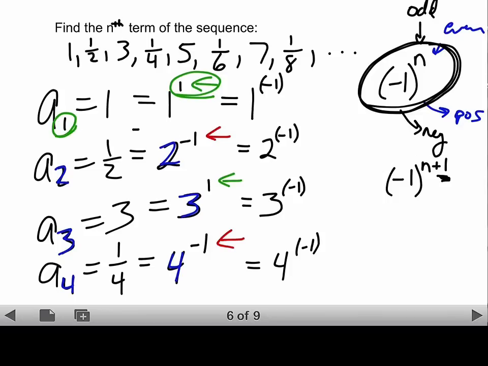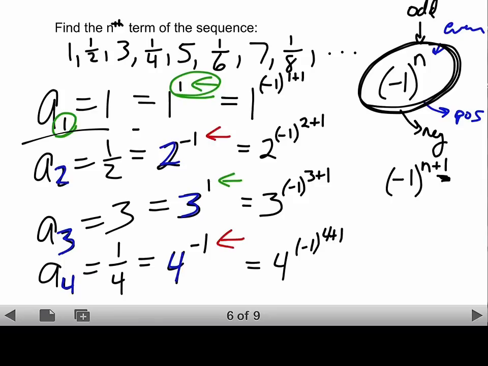In other words, I'm going to write a sub 1 is 1 as 1 to the negative 1 to the 1 plus 1. That's 1 to an exponent that's positive. 2 to the negative 1 to the 2 plus 1. That's 2 to an exponent that's negative. That's how I'm going to get a reciprocal there. That works for a sub 3. It also works for a sub 4.